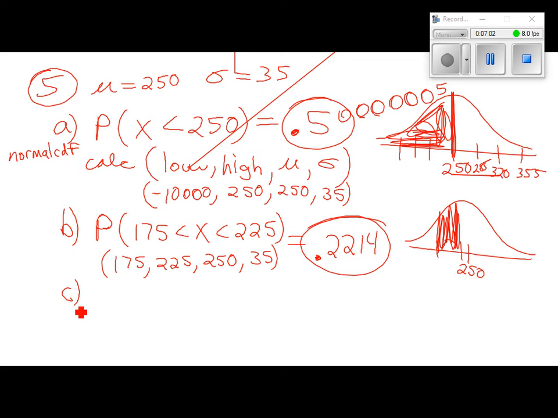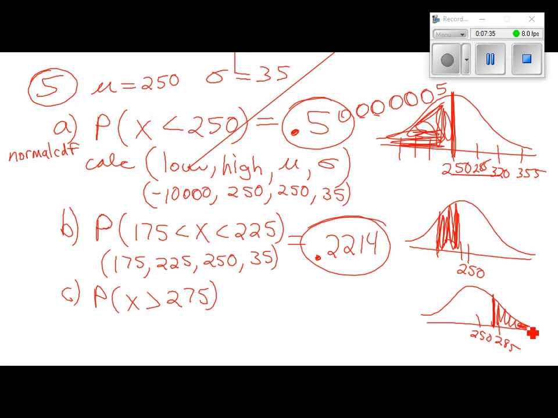Part C, find the probability that the utility bill is more than 275. So the probability that X is greater than 275. If I drew this out here, 250 is here. The first standard deviation we said up here was 285. 275 would be somewhere about in there. We want that probability, so it's almost like we're getting rid of everything from one standard deviation down.